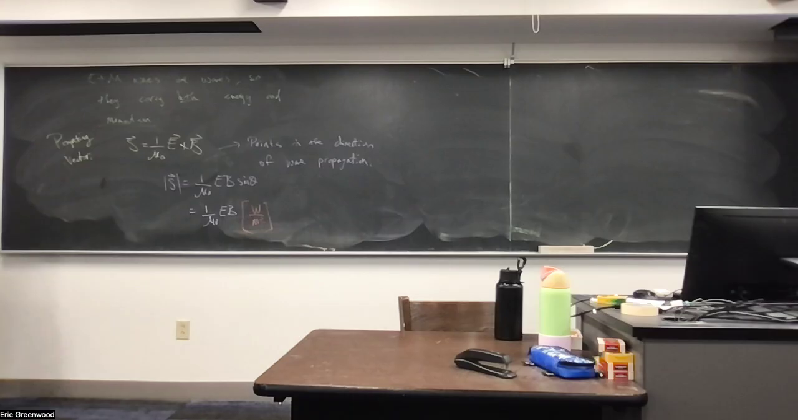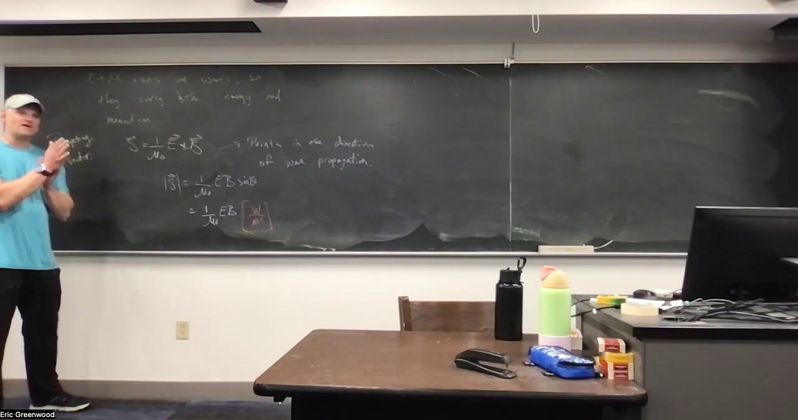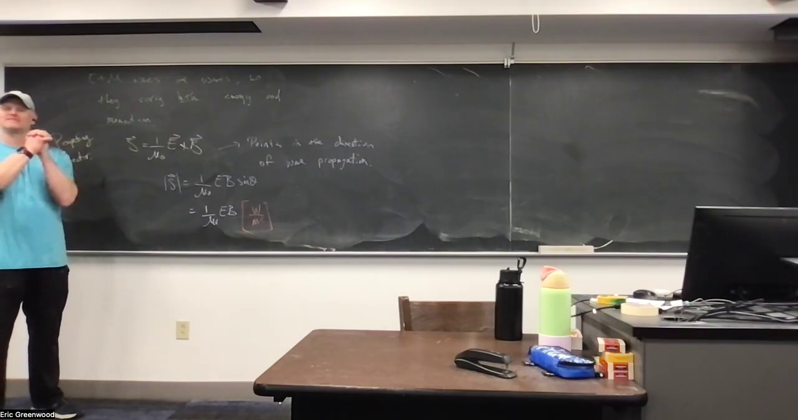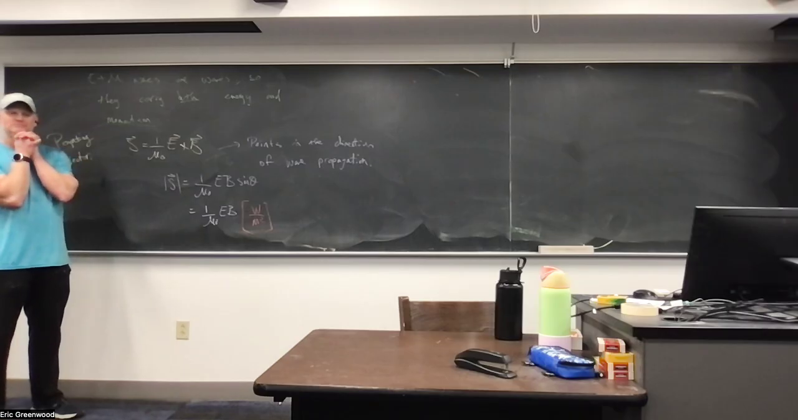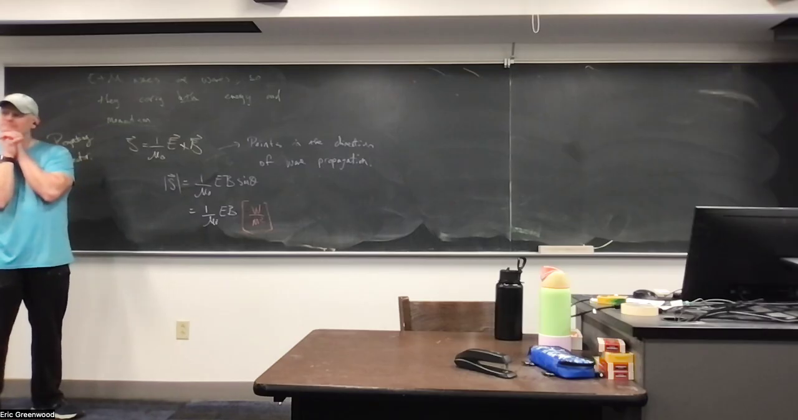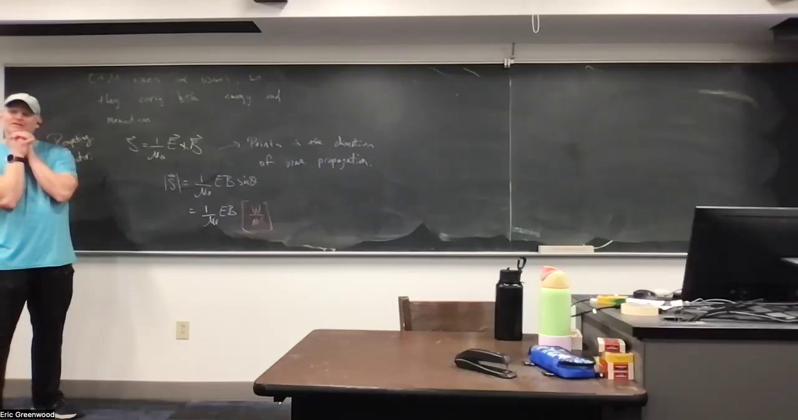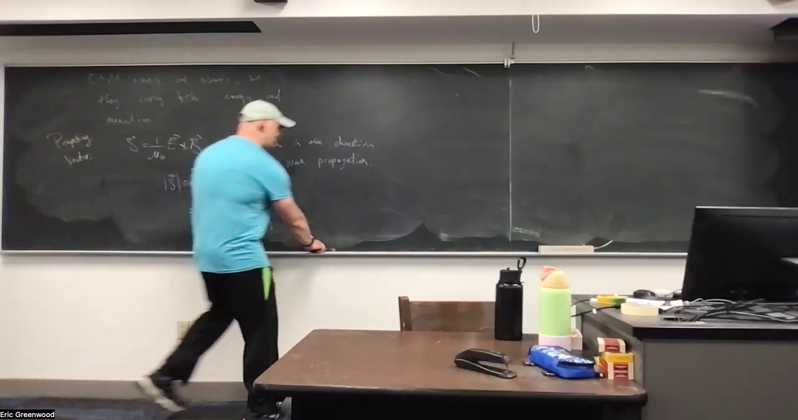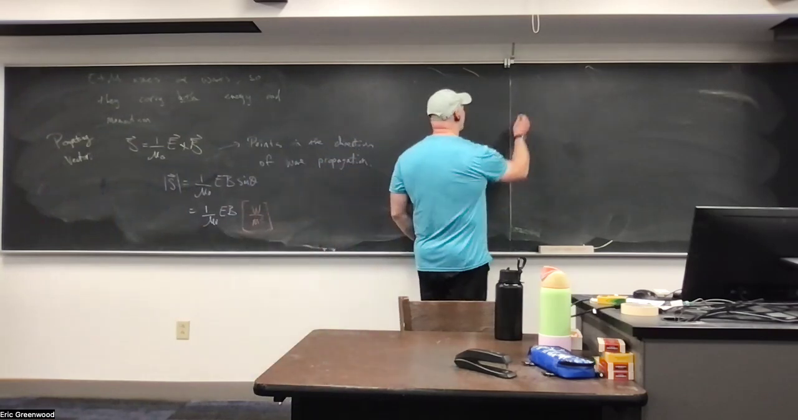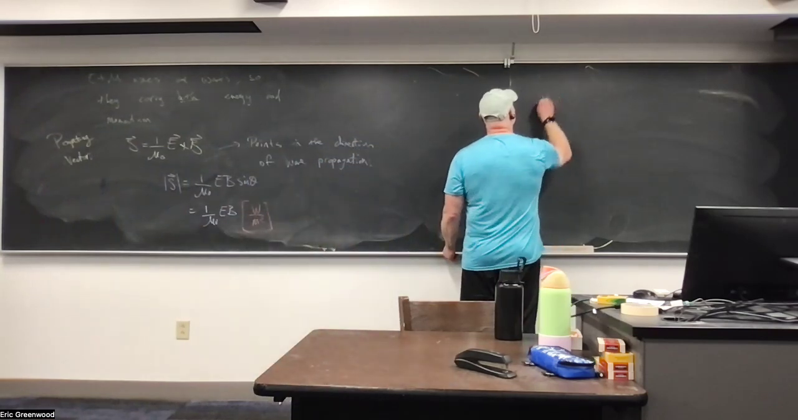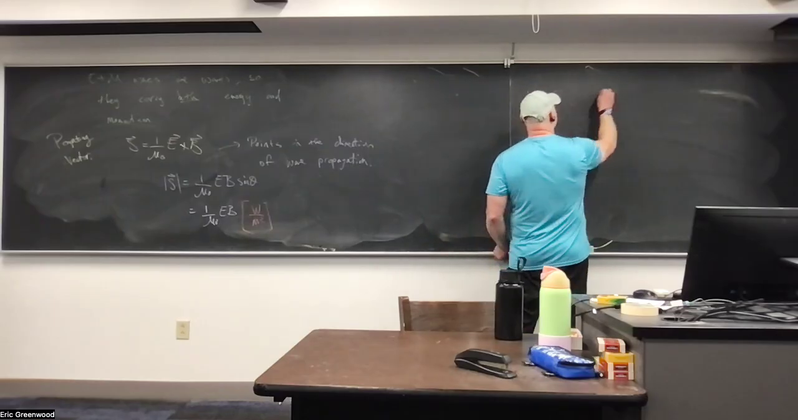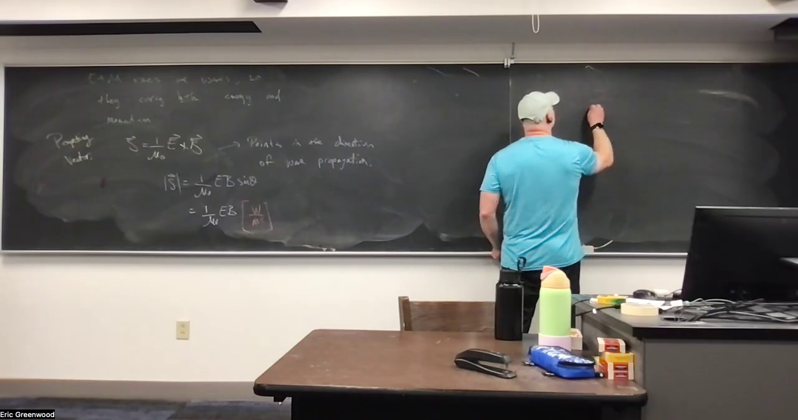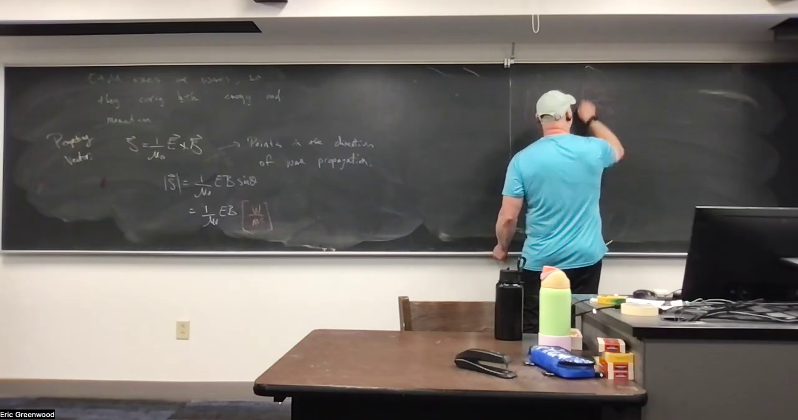Does anybody remember, going back 1,000 years now to when we talked about waves, what has units of watts per meter squared? Anybody remember this? Good, it's power divided by area. So we know a watt per meter squared is a power, which means that is equal to a joule per meter squared per second.